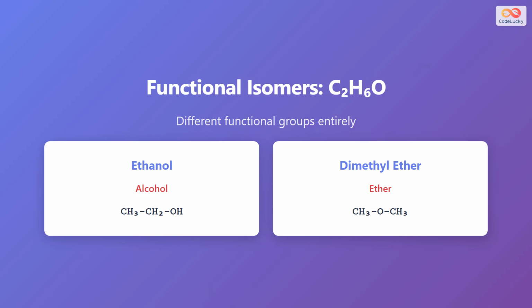Functional isomers have different functional groups entirely. With C2H6O, we can make two completely different compounds. Ethanol is an alcohol: CH3CH2OH. Dimethyl ether is an ether: CH3, oxygen, CH3. Same molecular formula, but completely different chemical properties due to different functional groups.